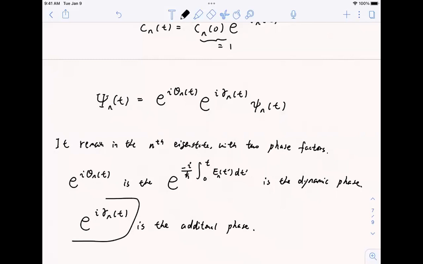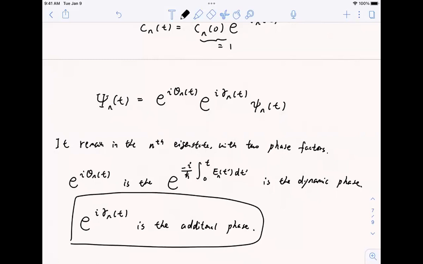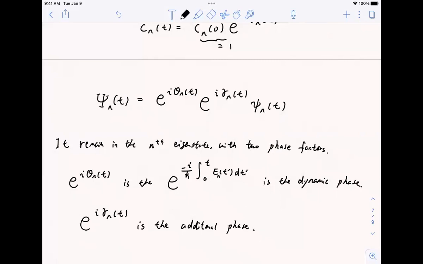Okay, so this will be related to the Berry phase. So we're done with the proof. Any questions before we move on?